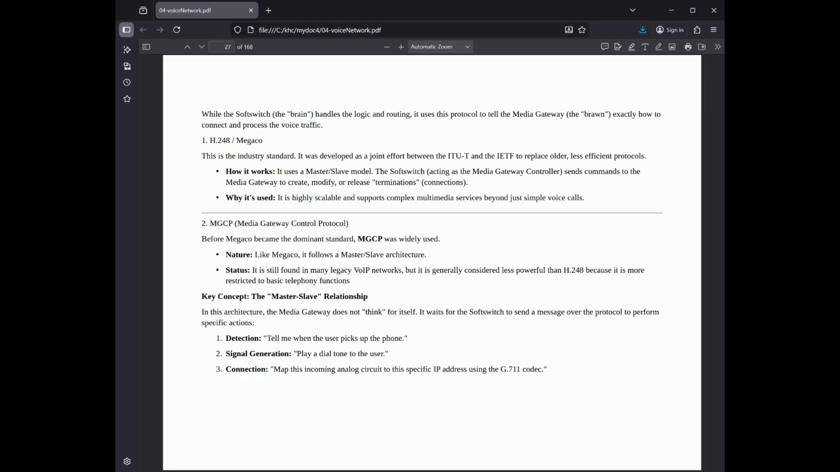Key concept: the master-slave relationship. In this architecture, the media gateway does not think for itself. It waits for the soft switch to send a message over the protocol to perform specific actions. 1. Detection: tell me when the user picks up the phone. 2. Signal generation: play a dial tone to the user. 3. Connection: map this incoming analog circuit to this specific IP address using the G.711 codec.